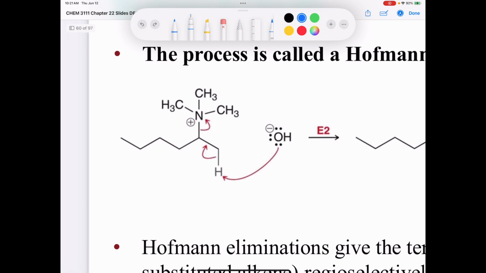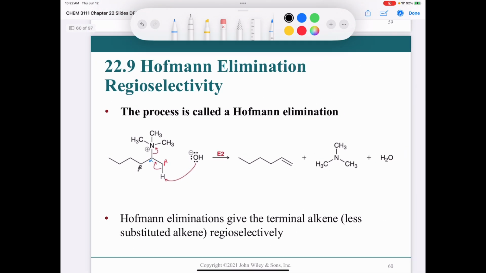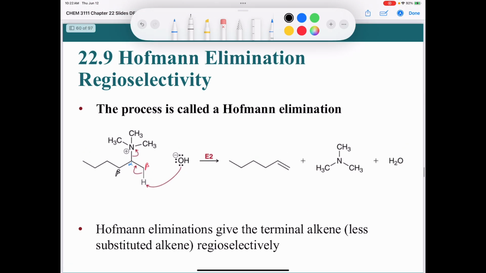Now, just to review a little bit, you guys would remember that this is called an alpha carbon. This would be a beta carbon, and then this would be another beta carbon. And you can see the beta carbon in red and the beta carbon in black. They both have hydrogens. But again, when we form that good leaving group from our amine, we see that the Hofmann product is the product that's going to predominate. And so we say that Hofmann eliminations are regioselective for the less substituted alkene, the Hofmann alkene.